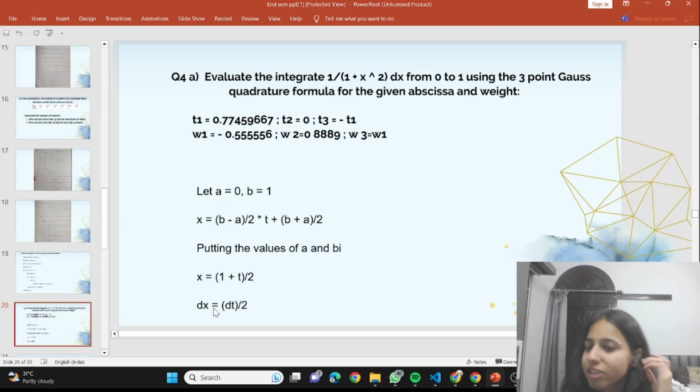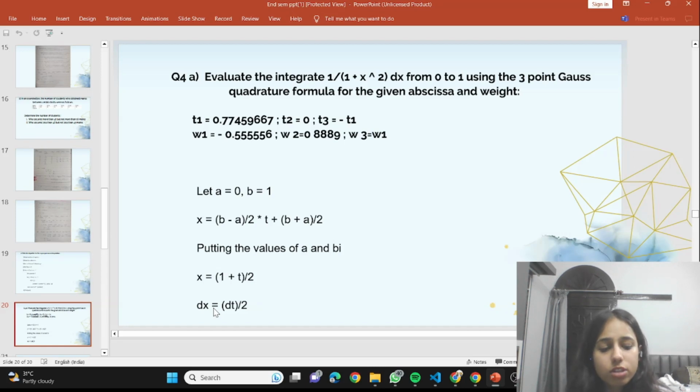Question number 4. First part, evaluate the integral of 1 by 1 plus x square dx from 0 to 1 using the 3-point Gauss quadrature formula for the given abscissa and weight. T1 is equal to 0.77459667. The value of T2 is equal to 0 and T3 is equal to minus T1. W1 is equal to 0.555556. W2 is equal to 0.8889 and W3 is equal to W1.